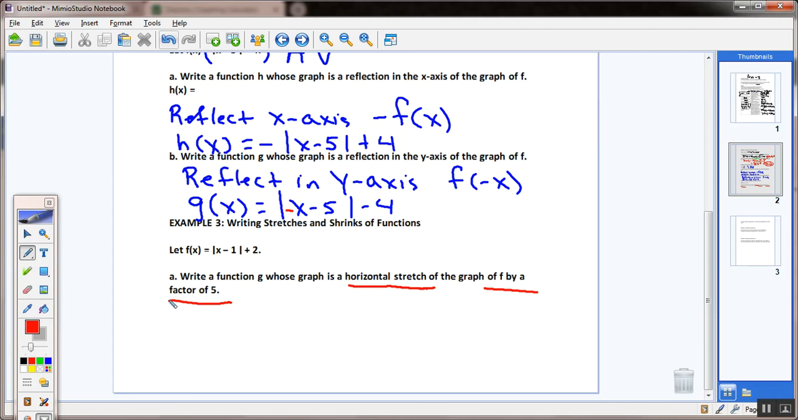So Xavier, what are you thinking here? G of x equal, you said 1 over 5. Is this happening inside or outside of parentheses, kids? Inside. So maybe 1/5 x minus 1 plus 2. Let's try that.